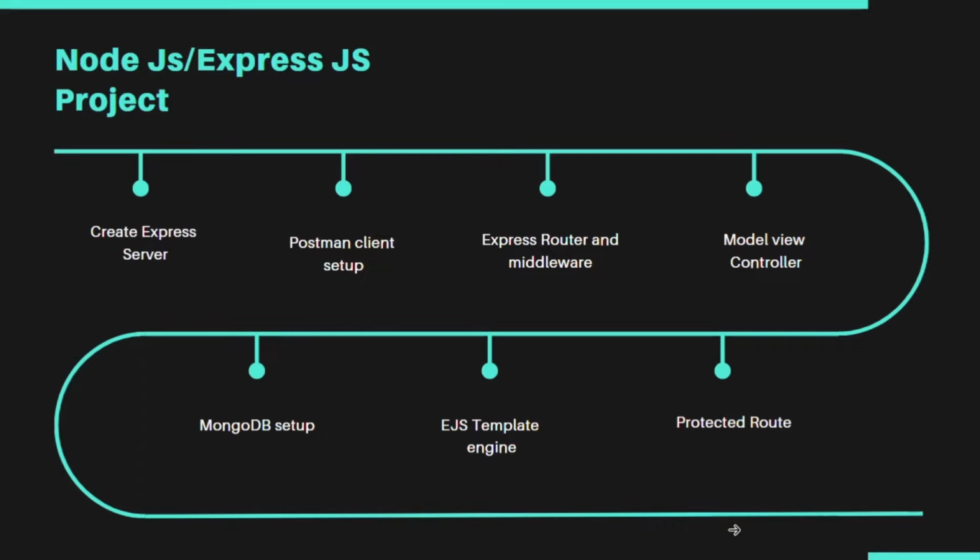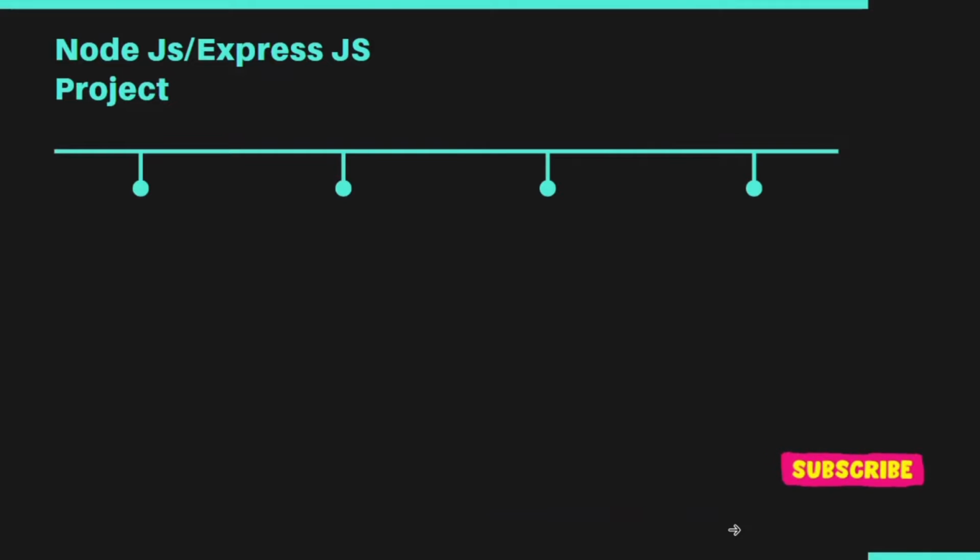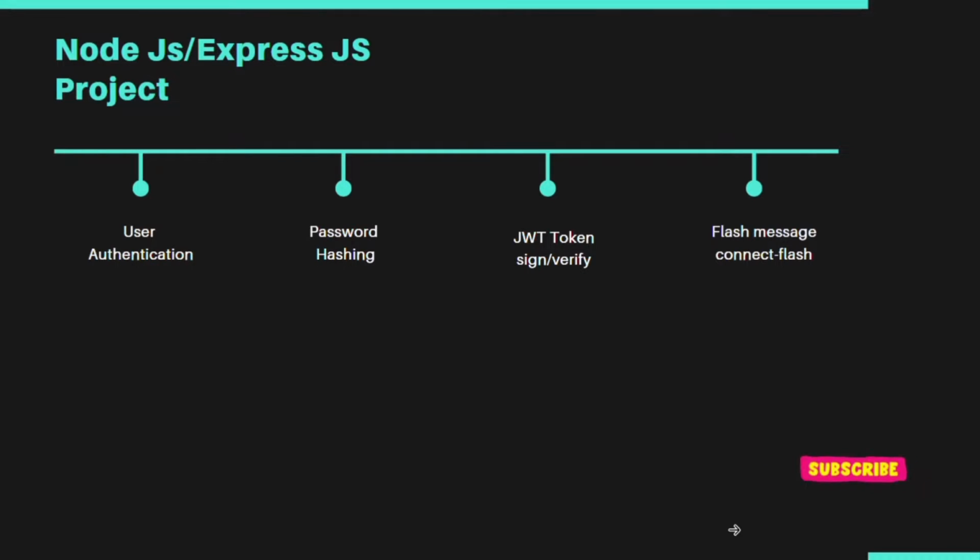Then we will see the protected route, so only authenticated users will be able to access the page. Then we will see user authentication, sign up, registration. Then we will see how we can do password hashing and compare. Then we will see the JWT token, sign in, verify. Then to render the error messages, we will use flash messages using the connect-flash module.